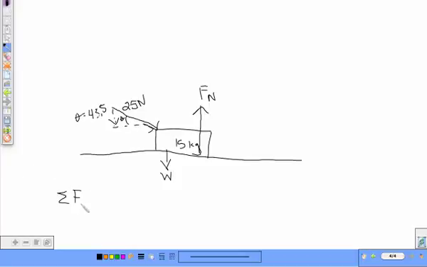So to find normal force, we're going to take all of our forces in the y direction. Now this time, because we're pushing, F of y is down. So we're going to have the normal force minus the weight minus our y force, because it's going down. We're not accelerating that direction, so we have zero. So our normal force is actually equal to the weight plus our y force.